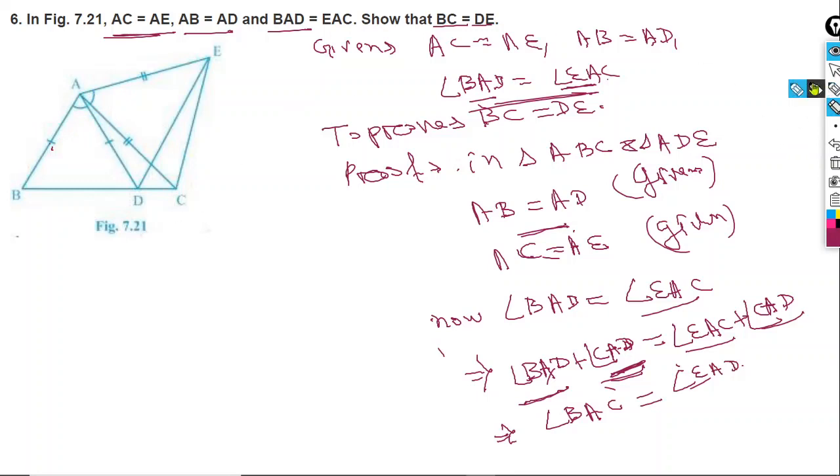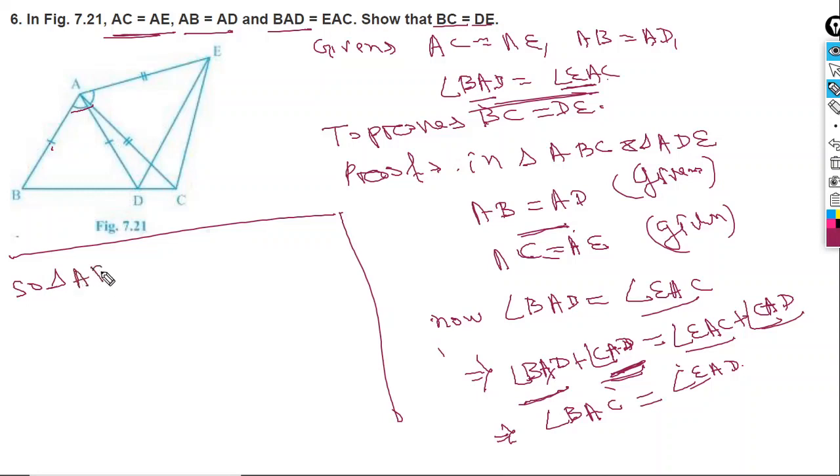Now you see, corresponding two sides and one angle in between, of two triangles are equal. Therefore we can say two triangles are congruent. So here we will directly write, triangle ABC is congruent to triangle ADE.